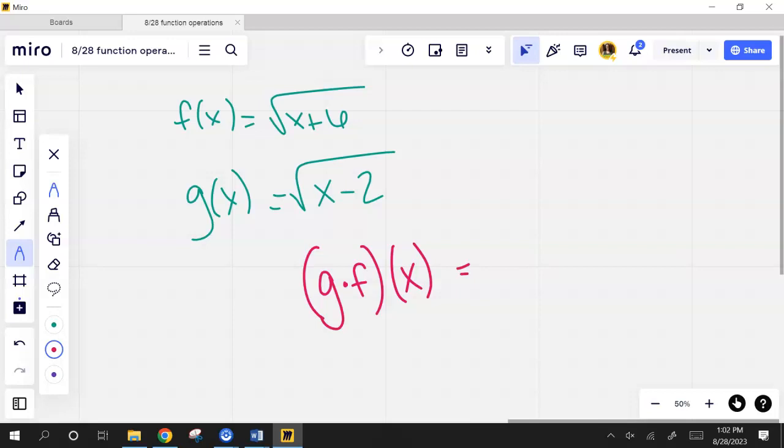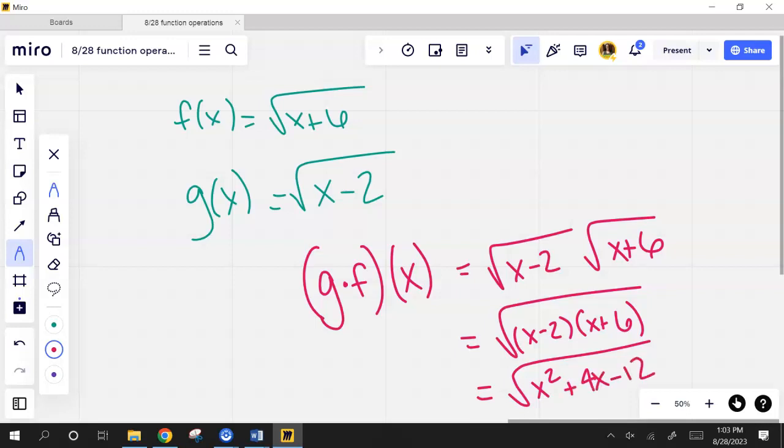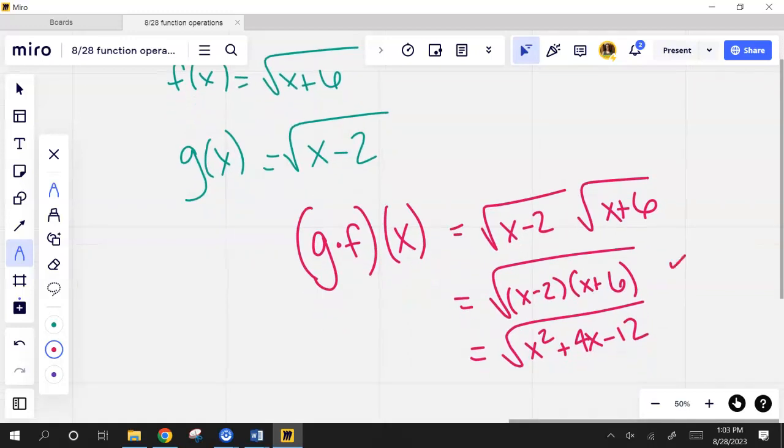Yep, same thing. So I'm going to do the square root of x minus 2 times the square root of x plus 6. If I needed to combine that, I could combine them under the same radical. And I'd have the square root of x squared plus 4x minus 12. It'd be okay if you left it there too.